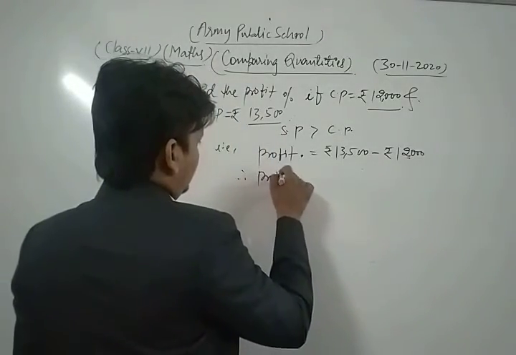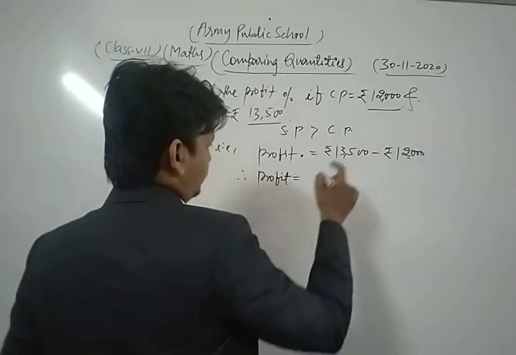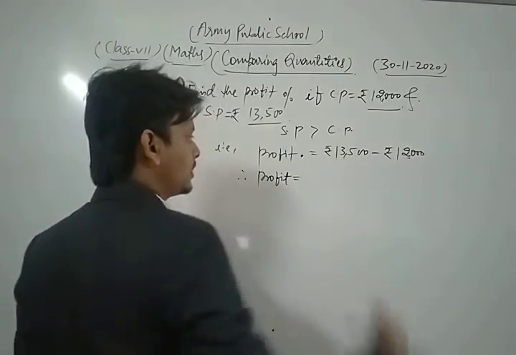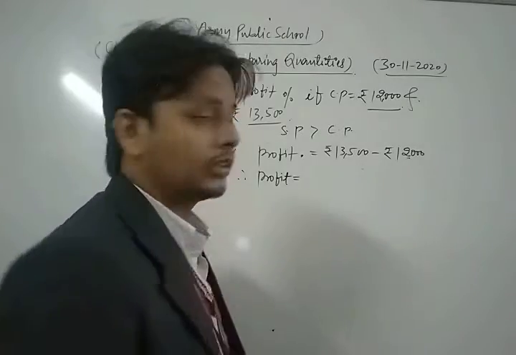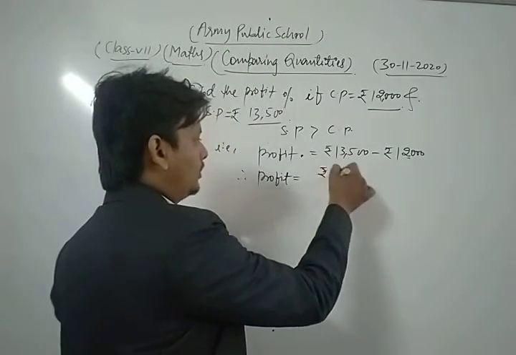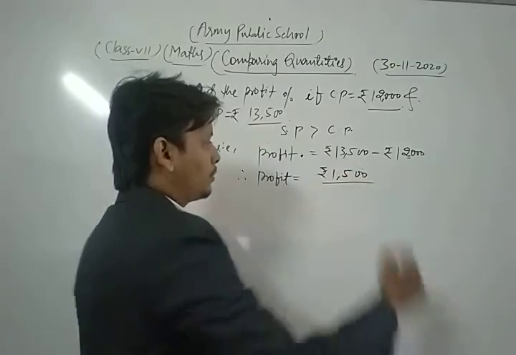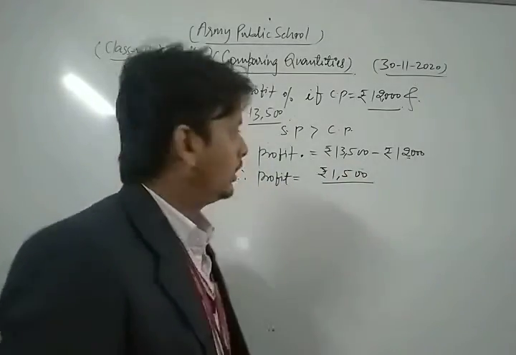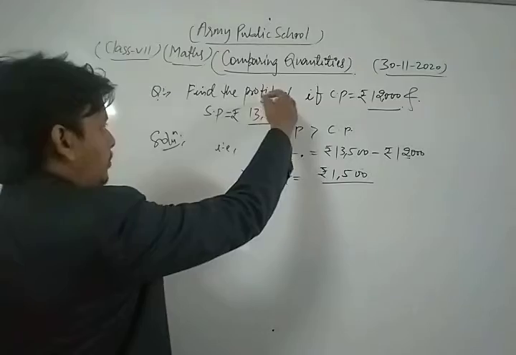That is, profit is equal to what? 13,500 minus 12,000 is what? What is the left value? 1,500 rupees. 1,500 is the profit. Now we find what? We find the profit percent.